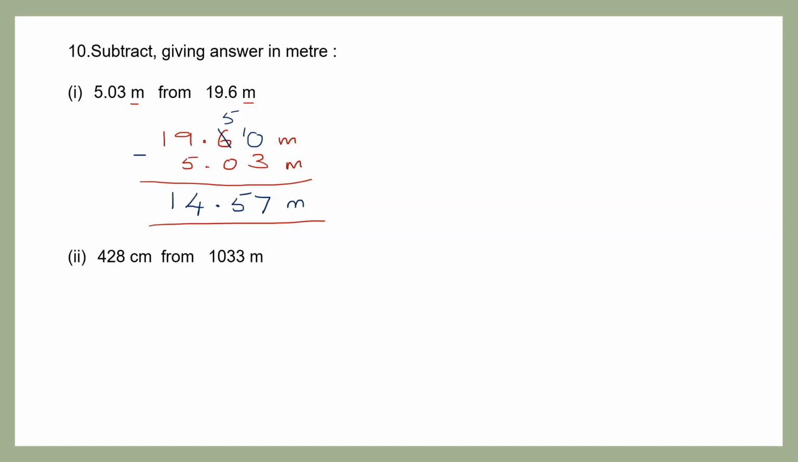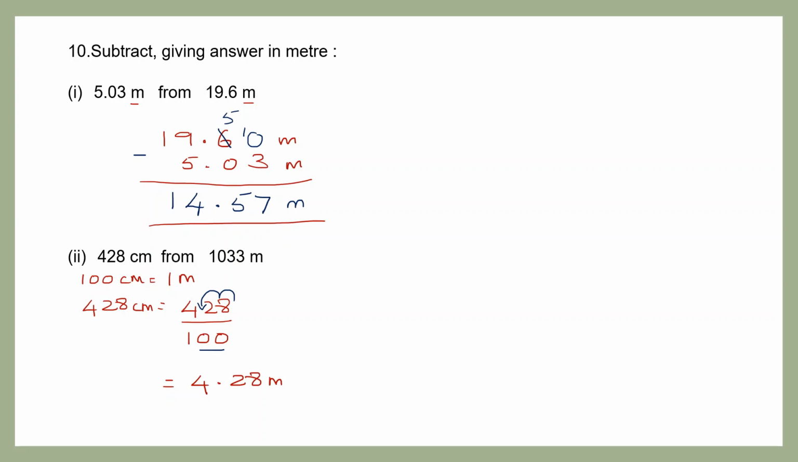Question 2. Convert 428 centimeters into meters first. Okay, so that means 100 centimeters make a meter. Therefore, 428 centimeters will be 428 divided by 100. Two zeros, so point moves two places to the left and comes here. So what do I get here? I get 4.28 meters.